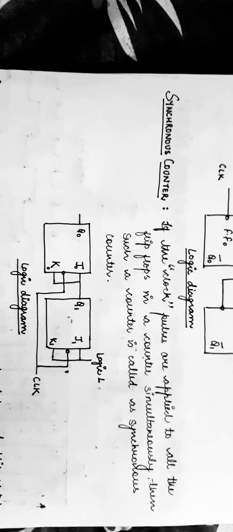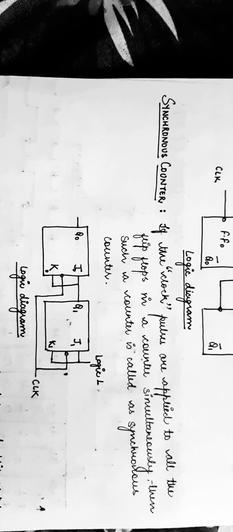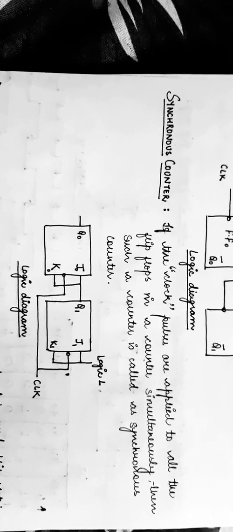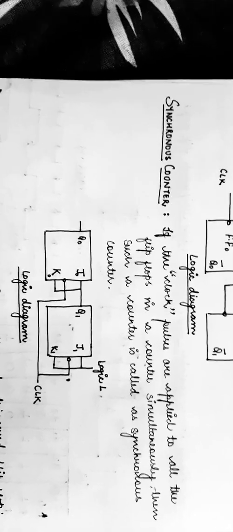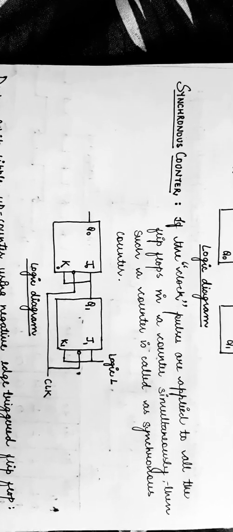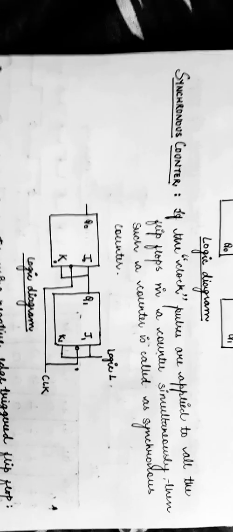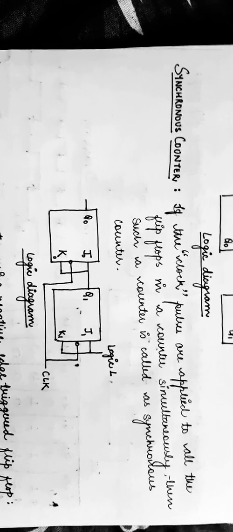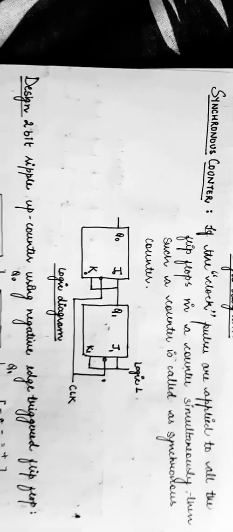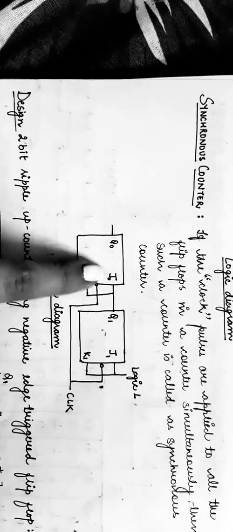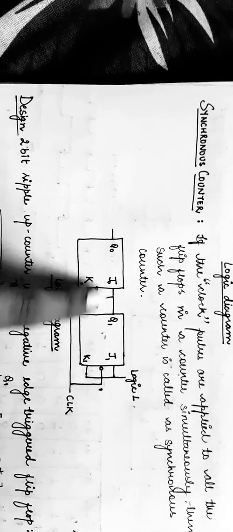Now the second is the synchronous counter. If the clock pulses are applied to all the flip-flops in a counter simultaneously, then such a counter is called a synchronous counter. Here we will see an example of a 2-bit synchronous up counter. Here we have taken the JK flip-flop. At the input of the flip-flop, we have applied the output of Q0 to J1, and the clock pulse is connected to both the flip-flops, and through K1 we have provided logic 1.